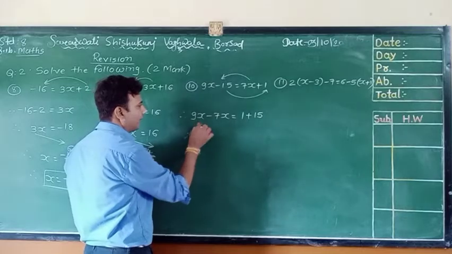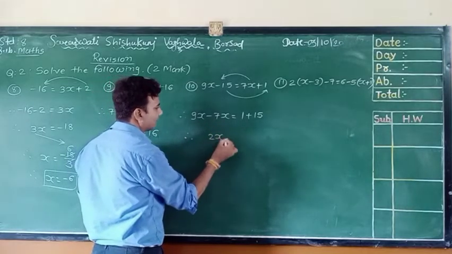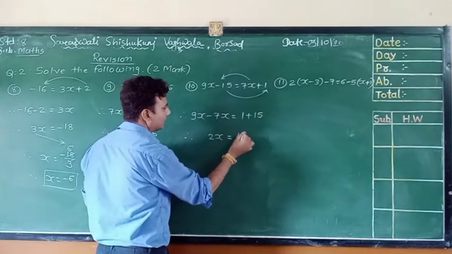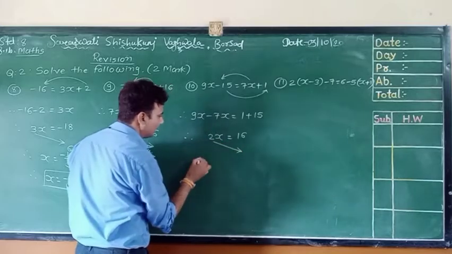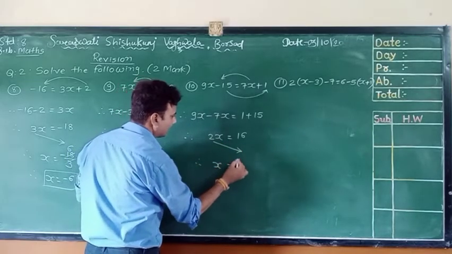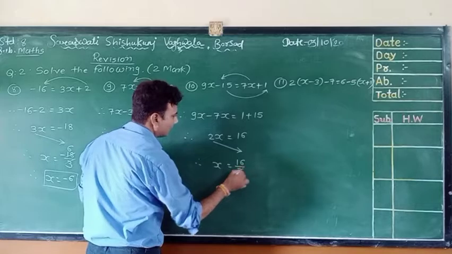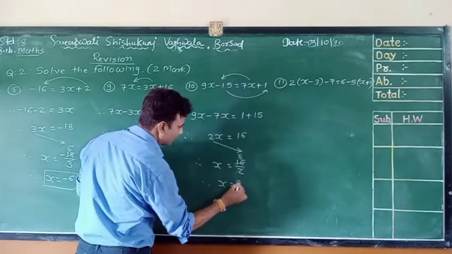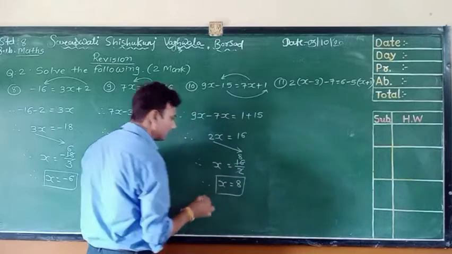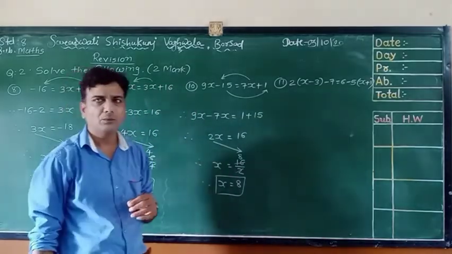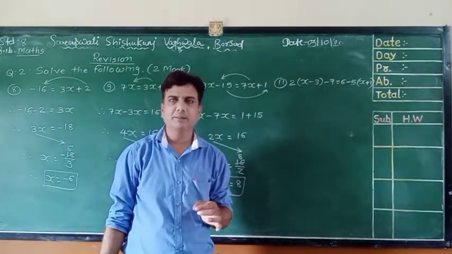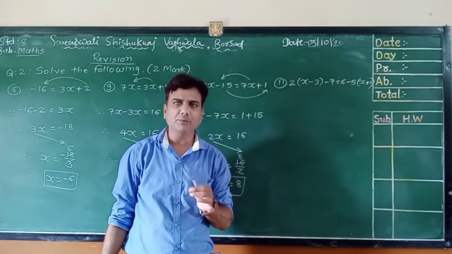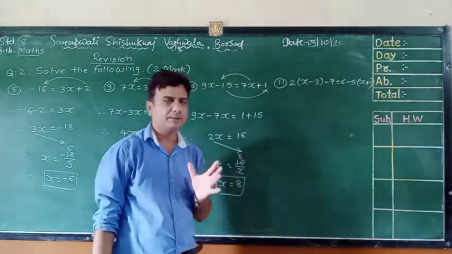Now 9 minus 7 is 2x. 15 plus 1 is 16. 2 is going to downside. x equal to 16 by 2, 8 2s are 16. x equal to 8. Okay, very easy, very simple sum. Step by step you will go. Definitely you will get the right answer.